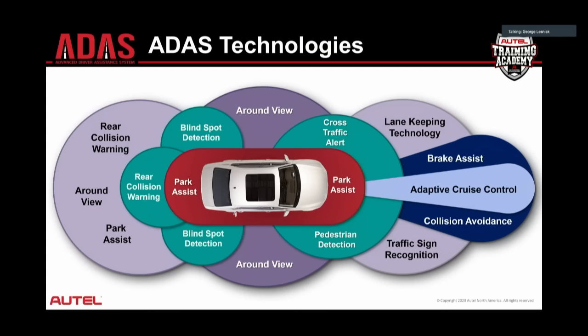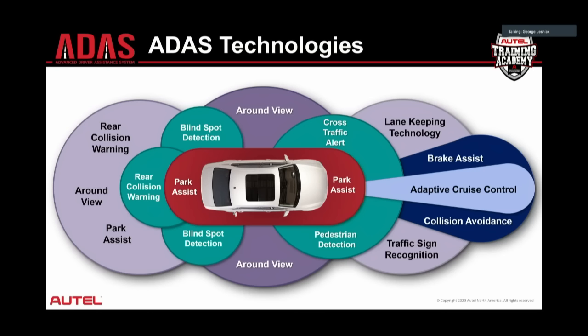Now, ADAS technologies and how they're labeled on the screen here are more generic names. Vehicle manufacturers have their own names for all of these systems, which makes it even more confusing for technicians, because as you're trying to look up information on performing the calibrations, the procedures or the specifications, every manufacturer has their own name for something like adaptive cruise control or automatic emergency braking or lane departure warning. So that's one challenge. But there are ADAS systems completely surrounding the vehicle today, helping assist drivers in driving their cars and making them safer in a variety of different ways.